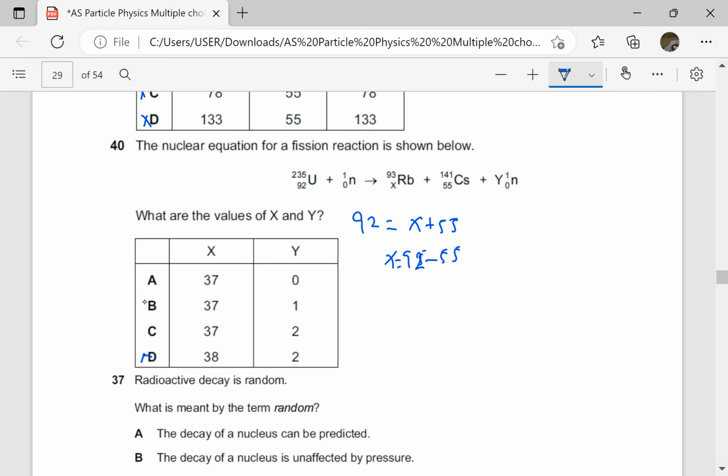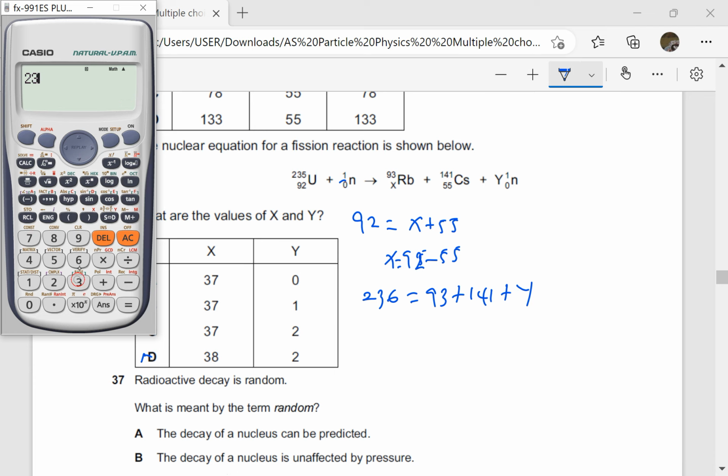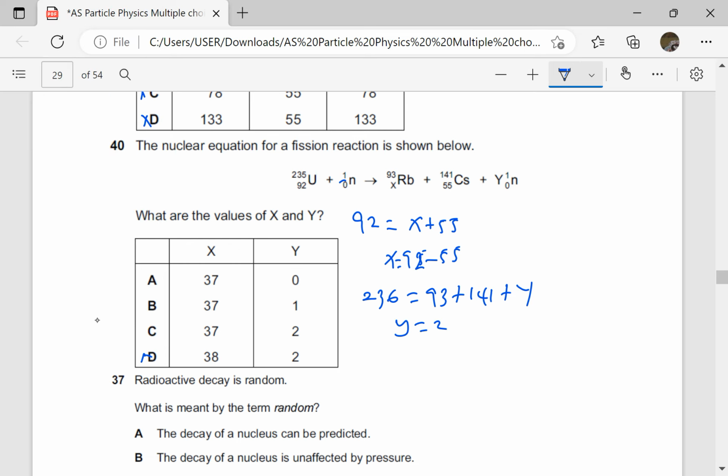Then for Y, we can use nucleons. 235 plus 1, which is 236, is going to be 93 plus 141 plus Y. So 236 minus 93 minus 141, so Y is 2. So the answer is going to be C.